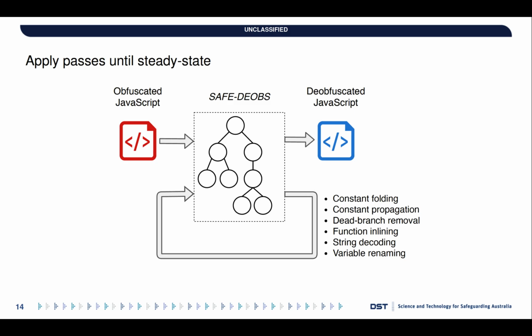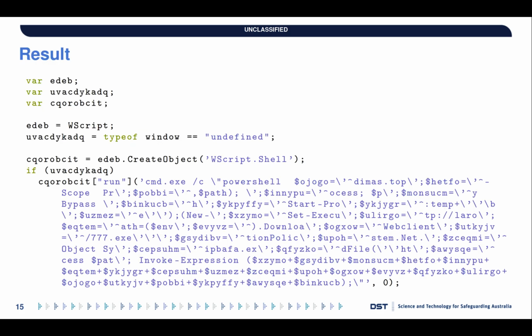So we can keep applying these different compiler optimization passes to the AST, and at some point the AST will stop changing, and at that stage we can serialize the result out to JavaScript. And this is what we get. So we've taken a few hundred lines of JavaScript that we had at the beginning after we applied the Uglify.js beautifier to the minified malware, and we end up with about half a dozen lines of JavaScript shown here.